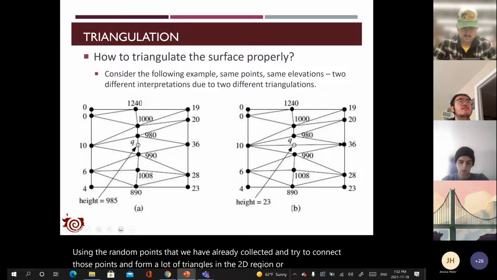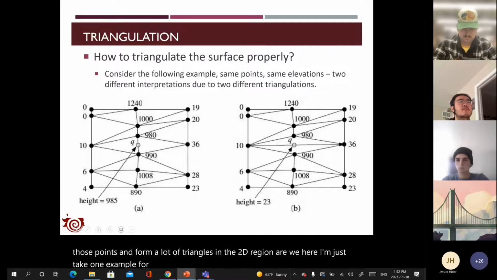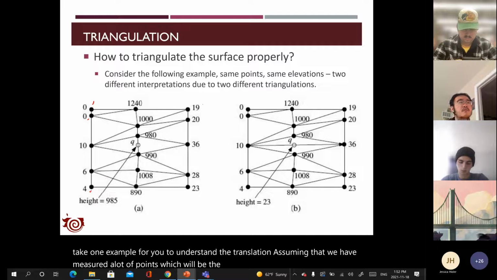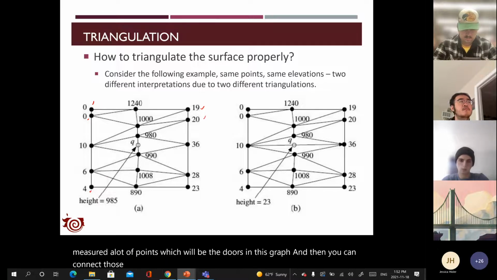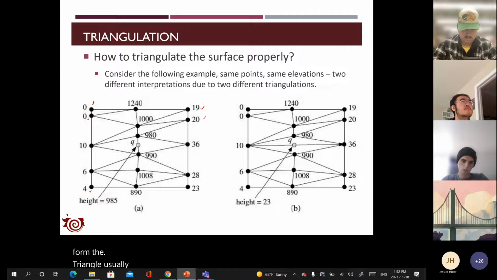Here I'm just taking one example for you to understand the triangulation. Assuming that we have measured a lot of points, which will be the dots in this graph, you can connect those points. For any 3 points, you can form a triangle. Usually we're going to choose the points which are closest to each other.